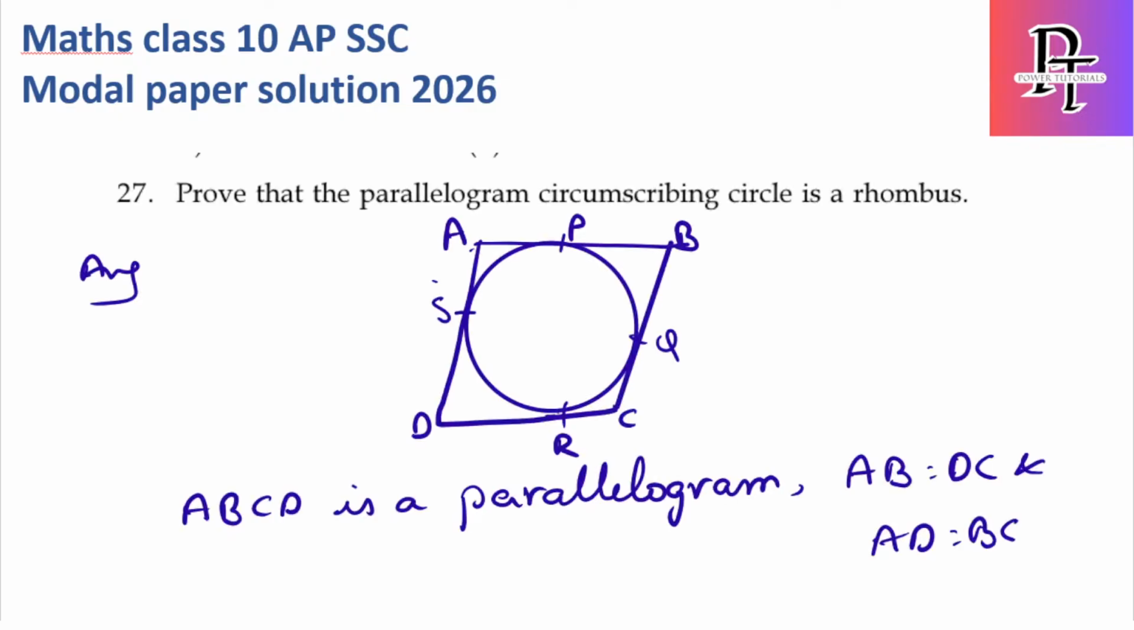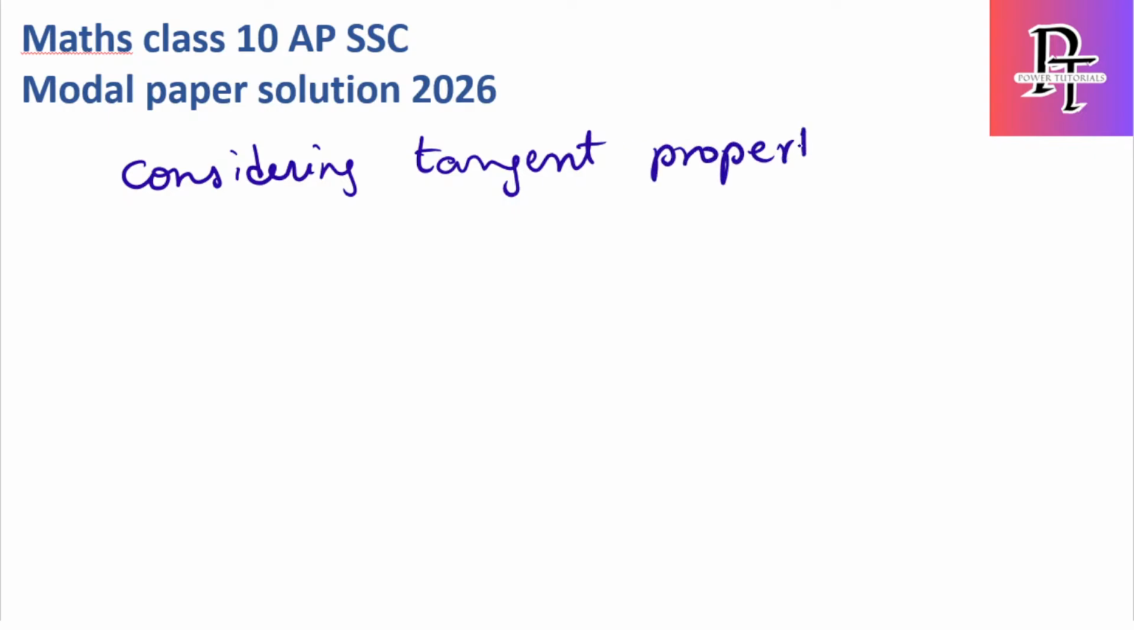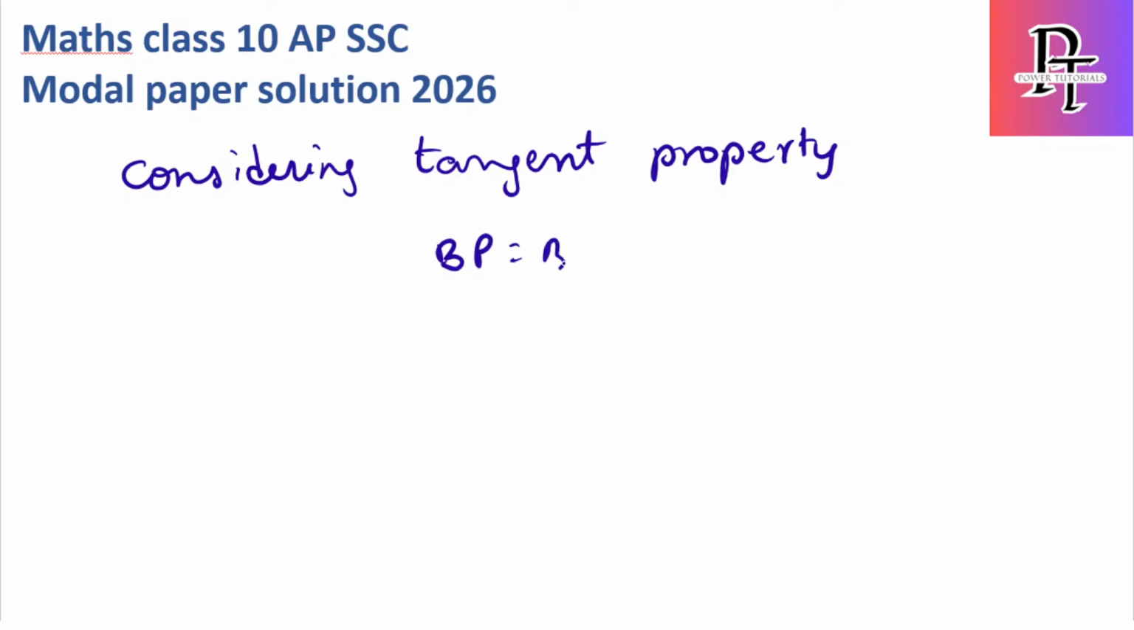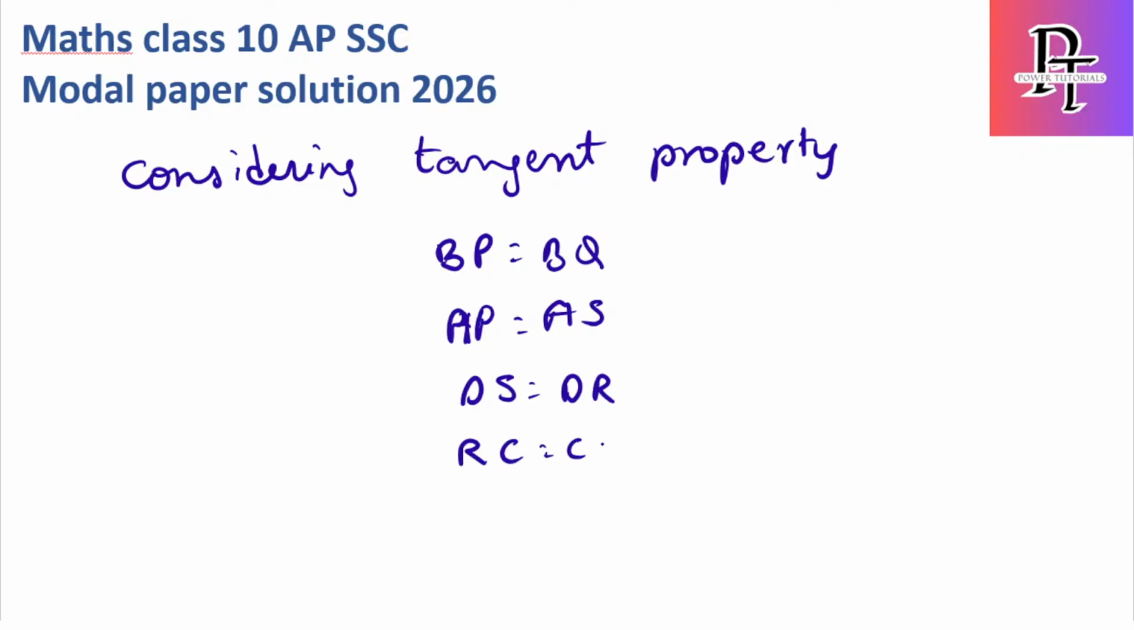B is the external point to the circle. Considering the tangent property, I can say BP is equal to BQ, AP is equal to AS, DS is equal to DR, RC is equal to CQ.